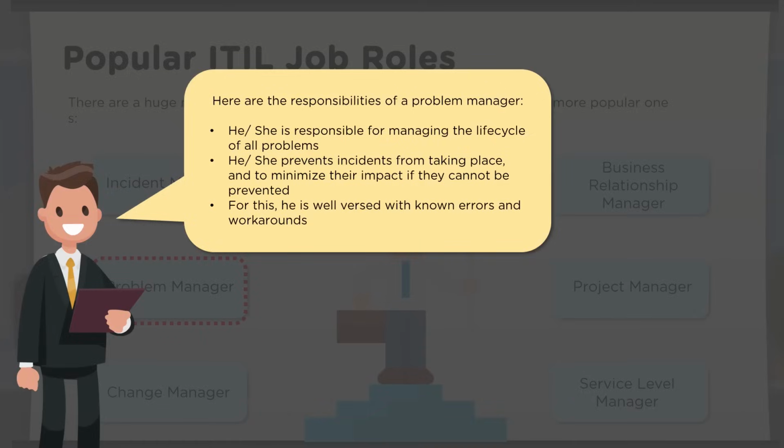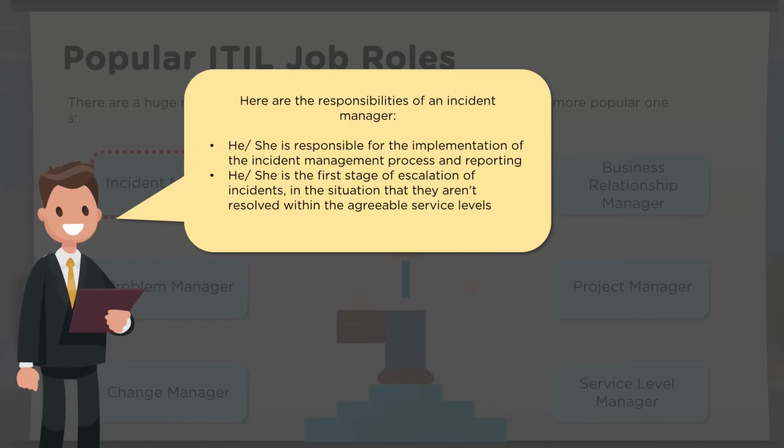Problem manager: the problem manager is responsible for managing the life cycle of all problems. A problem manager should ensure prevention of incidents from taking place and minimize their impact if they cannot be prevented. For this, the problem manager should be well versed with the known errors and workarounds. Incident manager: the incident manager is responsible for implementation of the incident management process and reporting. The incident manager is the first stage of escalation of incidents in situations where they are not resolved within the agreed service levels.